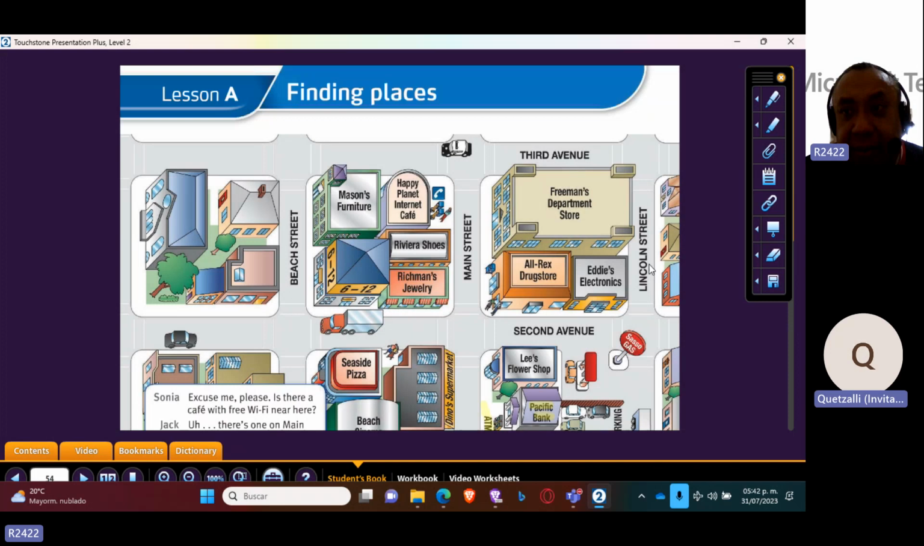So here we have Mason's Furniture. ¿Qué será furniture? Muebles. Exactamente, muy bien. Happy Planet Internet Café, Riviera Shoes. Mira, jewelry. Jewelry. ¿Qué será jewelry? Joyería. Drugstore. Farmacia. Very good. Electronics. Electrónicos. Exactamente. Department store. Tienda departamental.